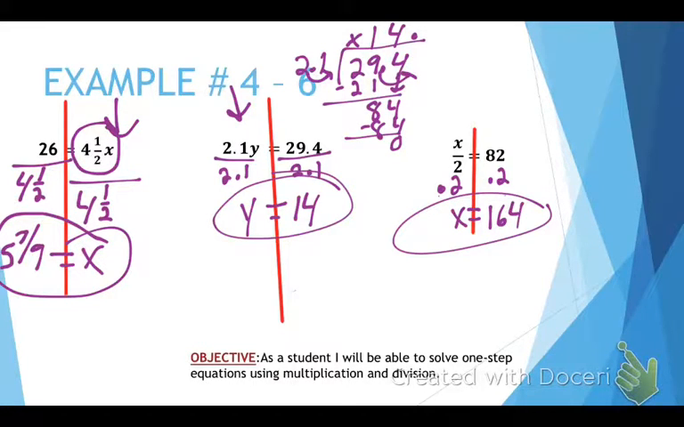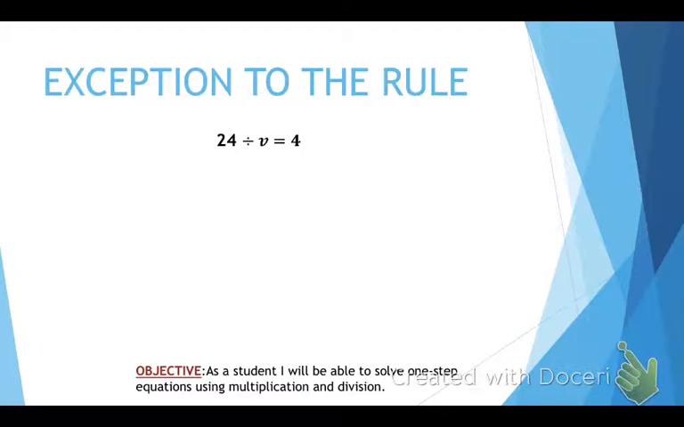All right, ladies and gentlemen. There is an exception to this rule. Remember, we said we always want to keep the variable on the side that it starts in. There is one exception, okay, and that is this one.